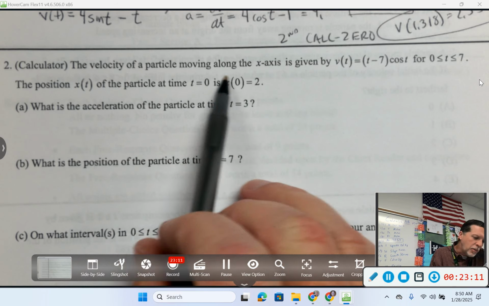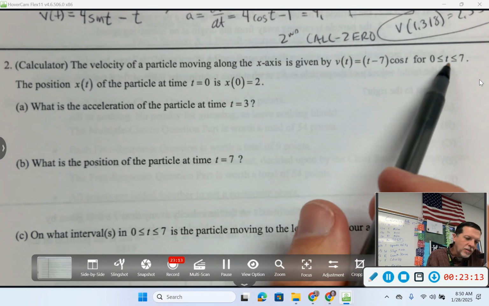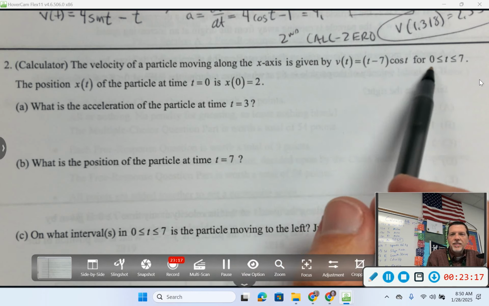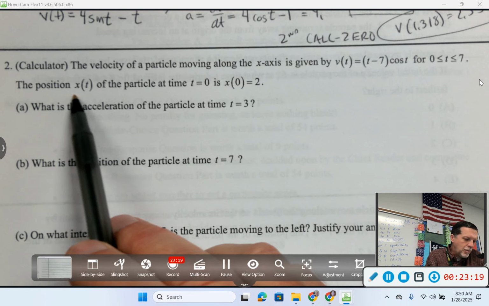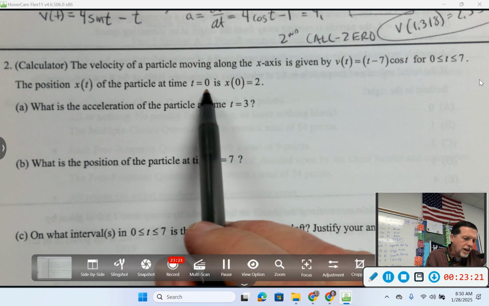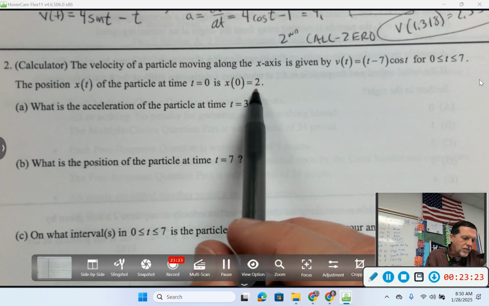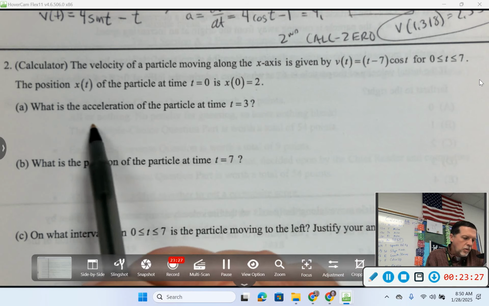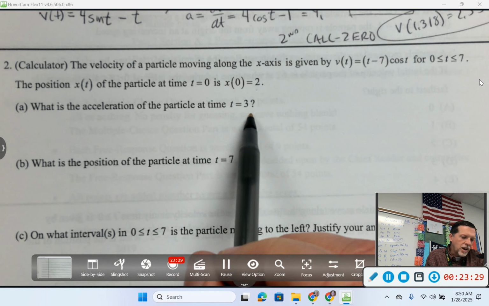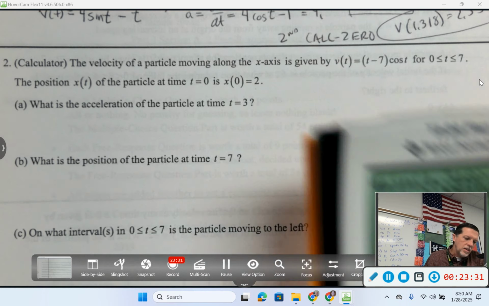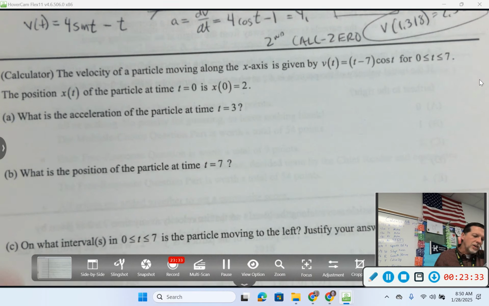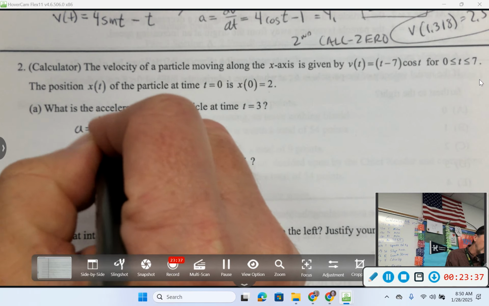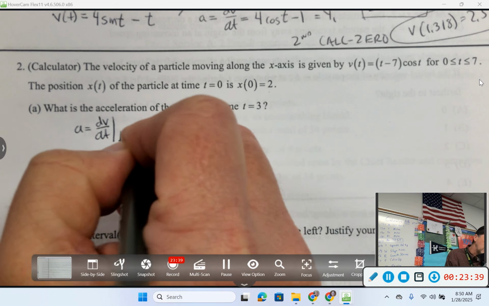The velocity of the particle moving along the x-axis is given by, okay, I'm glad this is calculator because that doesn't look good. The position of the particle at time 0, x of 0 equals 2. What is the acceleration of the particle at time 3? Well, how do I get acceleration? Derivative of velocity at time 3.